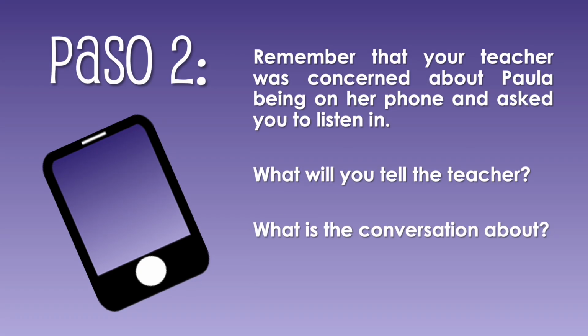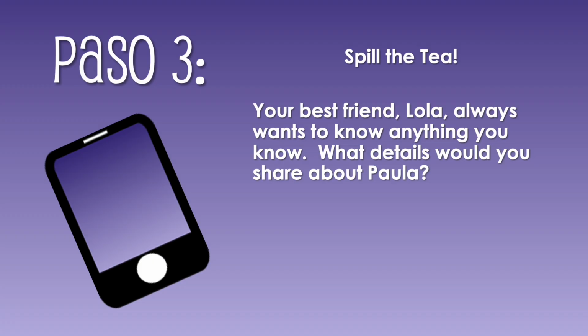At the bottom of the student activity page, there are two comprehension questions. The first one is the high view. Your teacher asks you who is she talking to and what's she talking about. So how would you answer that? The second one's much juicier. Your friend Lola always wants to know the gossip about Paula. So what are you going to do to spill the tea? What little nuggets of juicy gossip did you get from what you heard?